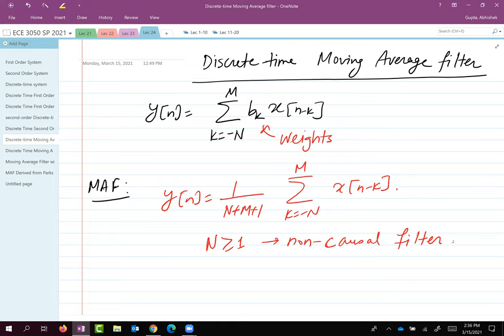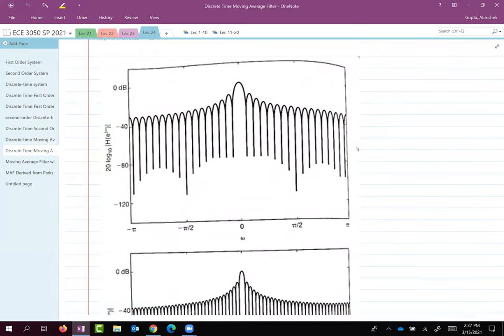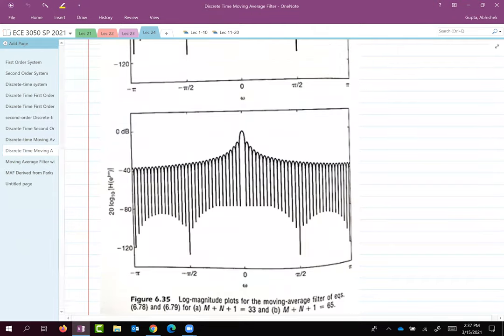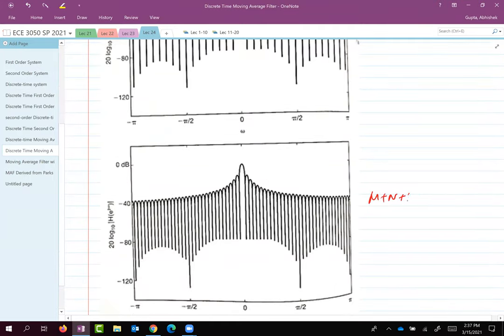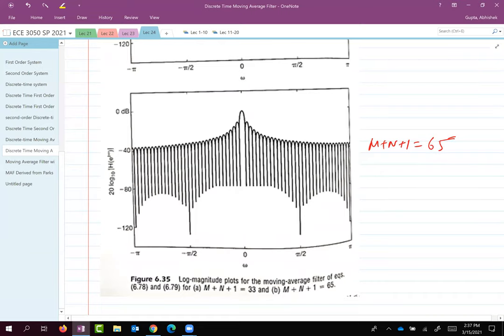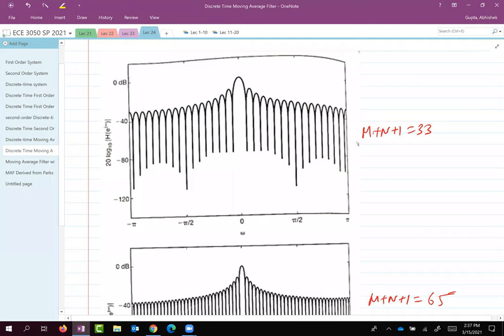Let us look at the Bode plot. Again, you can do the Fourier transform, do all sorts of things we have done so far, and you can get the frequency response H of e raised to j omega. Based on that, you can compute the Bode plot. So let's move directly to the Bode plots of such filters. This is the moving average filter. This is n plus 1 equals 33. This is n plus 1 equals 65. So this is what the Bode plot looks like. This is just the magnitude curve. There is no phase plot here, just the magnitude plot. So this is the 0 dB line.